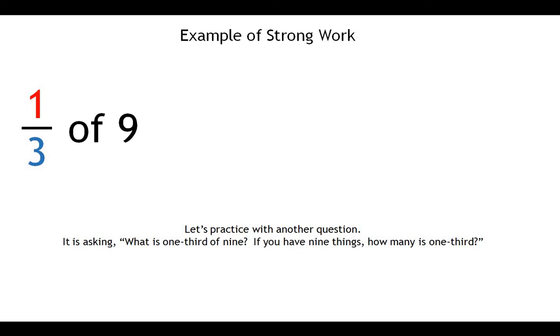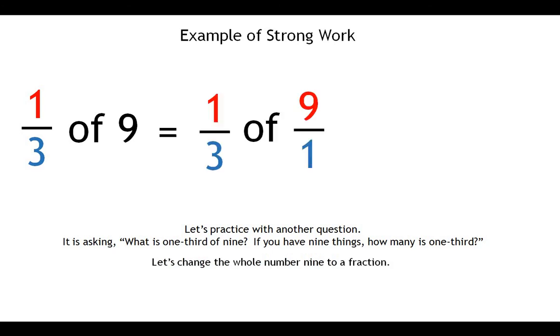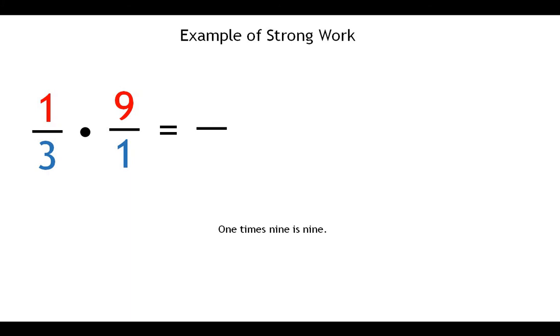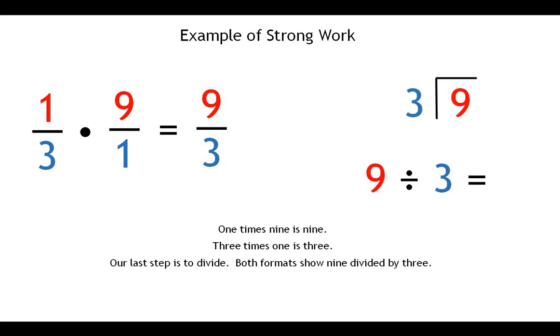Let's practice with another question. It is asking, what is 1/3 of 9? If you have 9 things, how many is 1/3? Let's change the whole number 9 to a fraction. Now we multiply. One times 9 is 9. 3 times 1 is 3. Our last step is to divide.